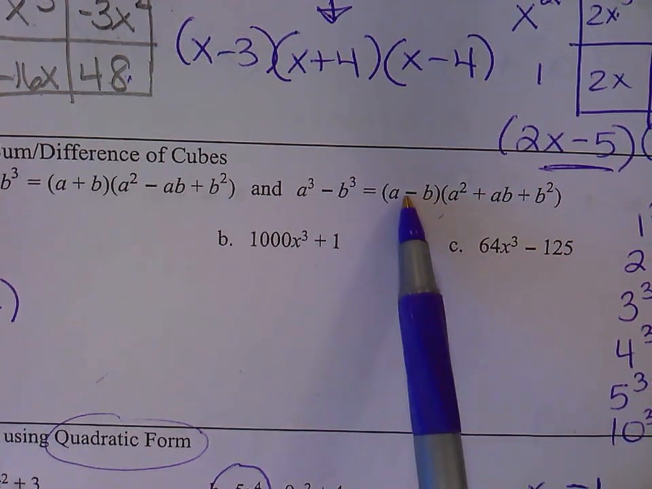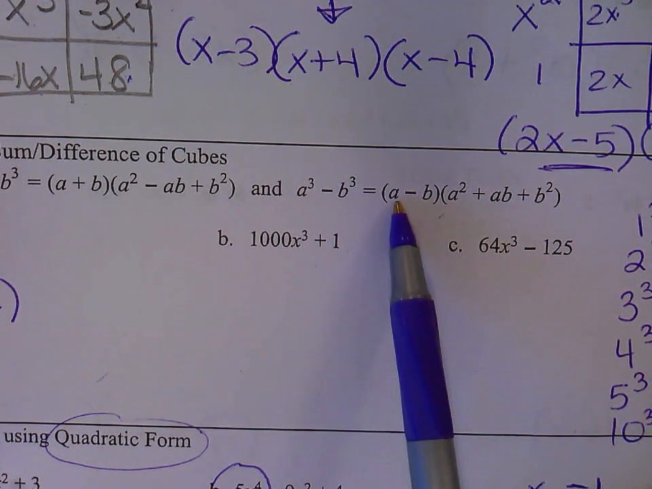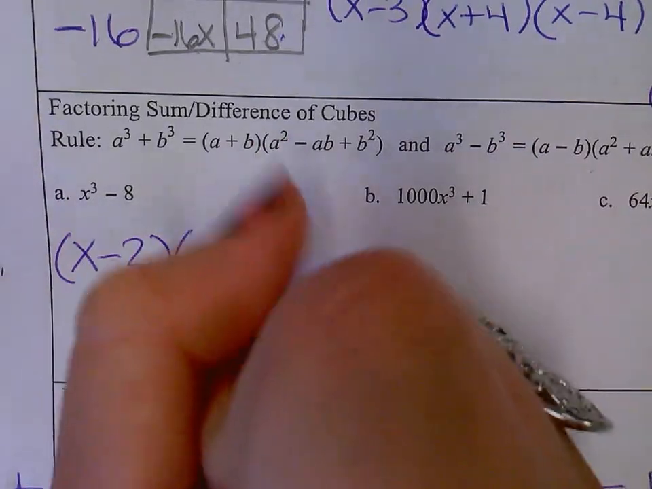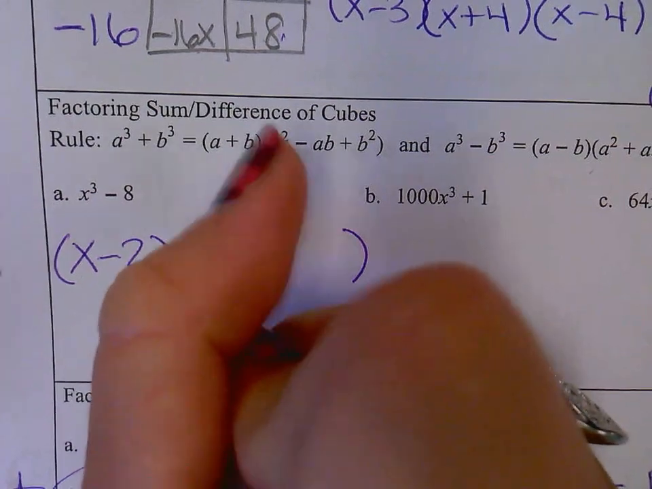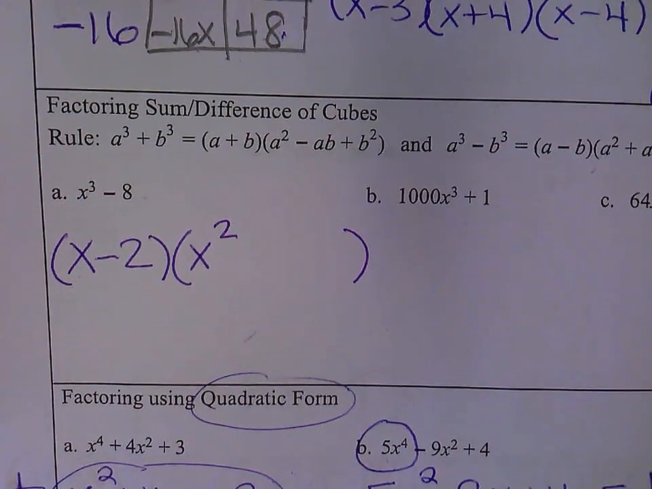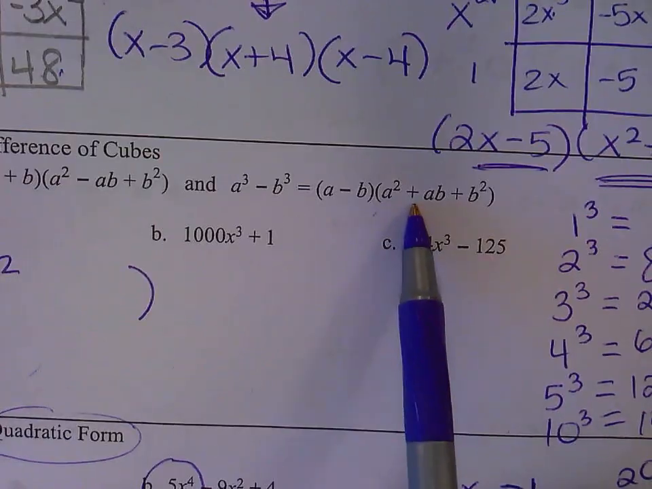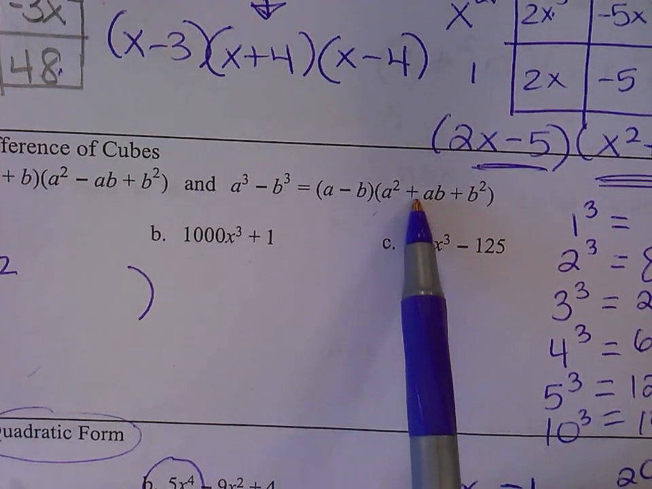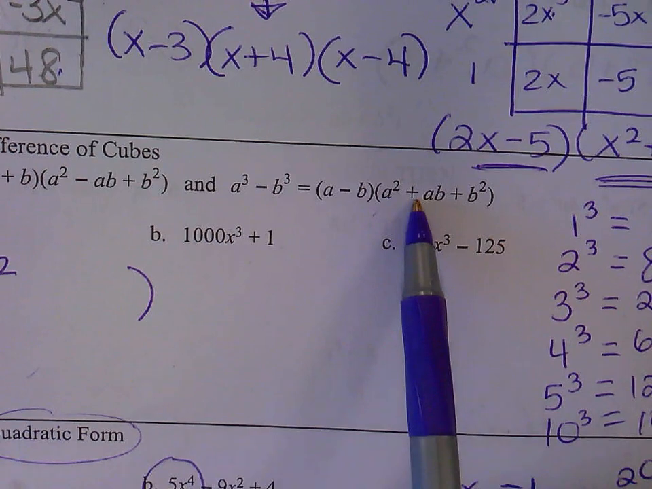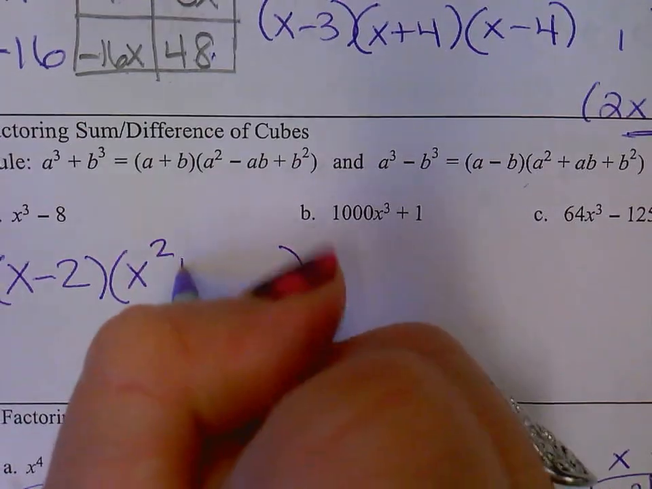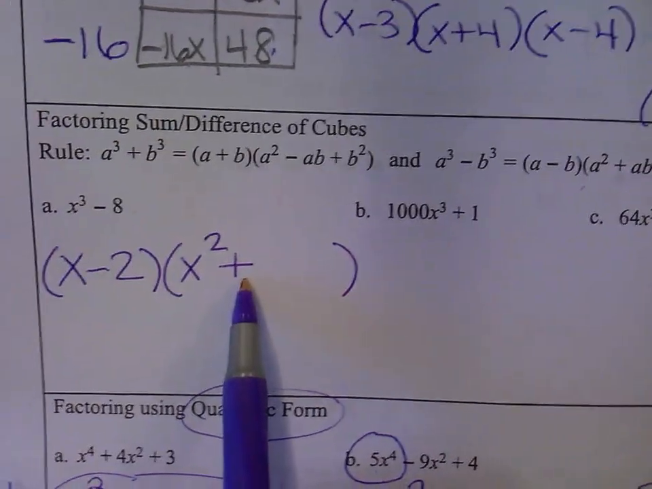So see how now that I know what a minus b is, now I can do a squared. So what a squared would be is x squared. I'm just following the formula. What does it say to do next? It says put a plus sign. So don't pay attention to if it's positive or negative. Look at the formula. The formula says put a plus sign right there.